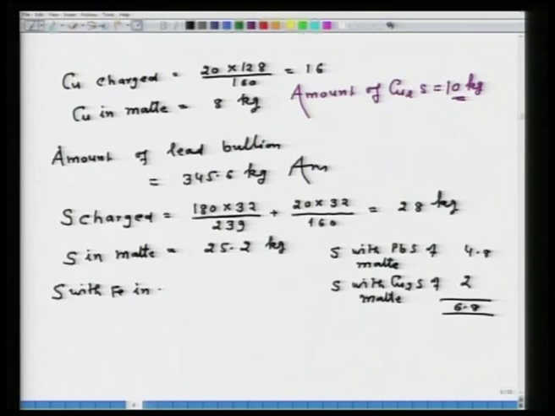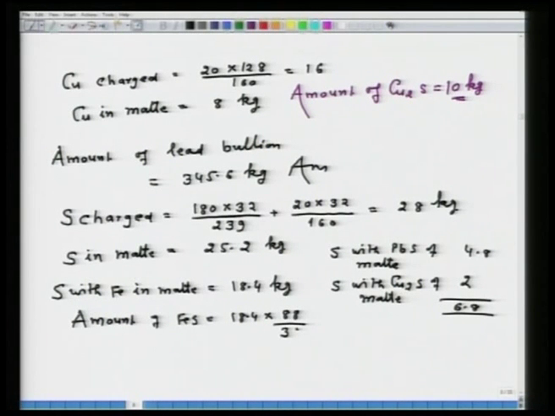So, sulfur with iron in matte, of course, you have to subtract. So, that will be 18.4 kg, that means amount of sulfur with iron in matte. So, from here amount of FeS will be equal to 18.4 into 88 divided by 32. So, amount of FeS will be 50.6 kg.